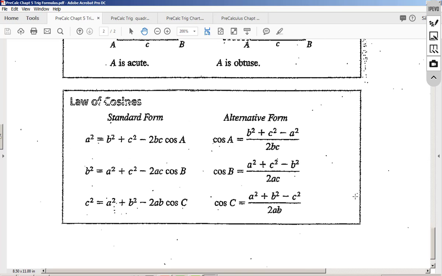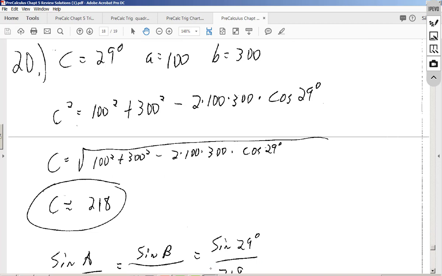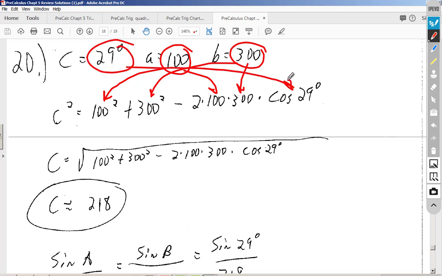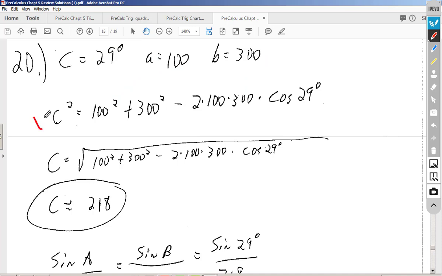Okay, now I'm going to go back to my review sheet and using that formula. So here's our formula right here. We're just going to go ahead and substitute it in. So remember, C squared is going to equal A squared plus our B squared, and then remember it's minus 2 times A times B, and then times the cosine of C. So that's the cosine of 29 degrees. Now when you put this into your calculator, we're just going to go ahead and take the square root of both sides, so that way we can just put it in our calculator all at once.